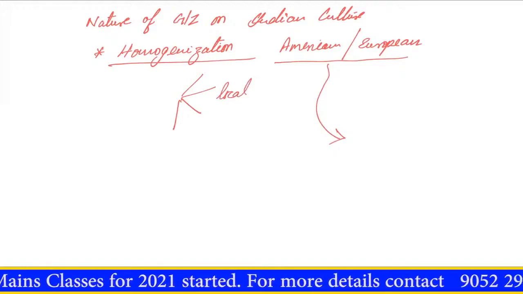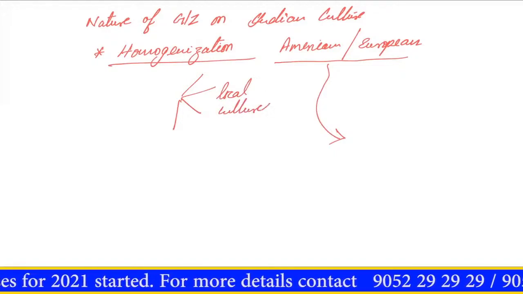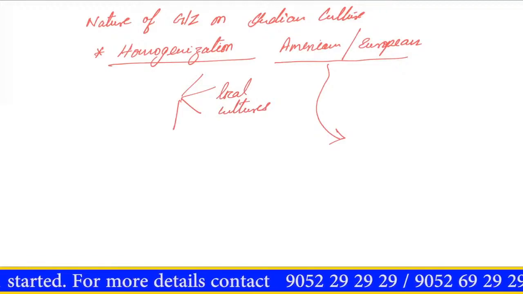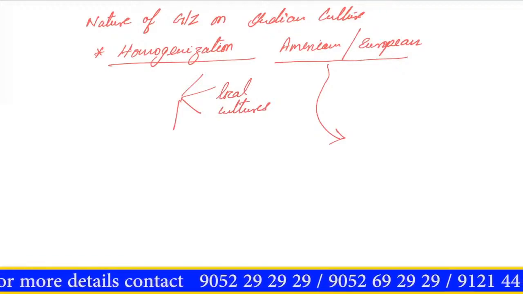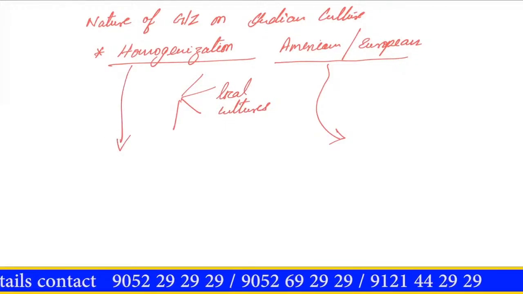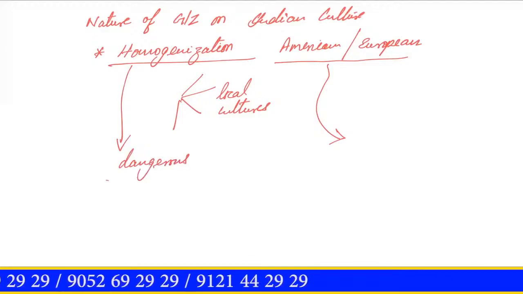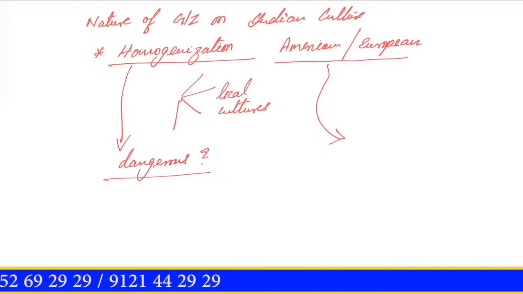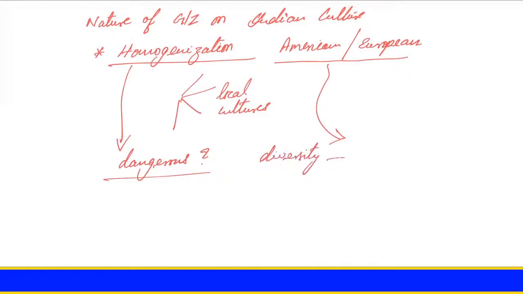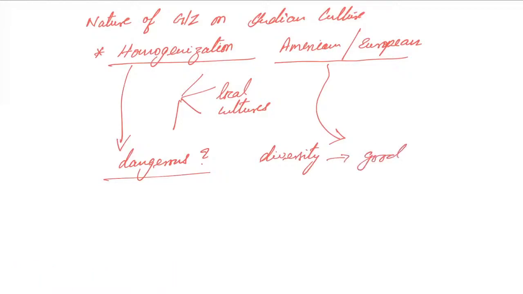It was believed it will displace the local cultures, leading to one homogeneous culture. And cultural homogenization is a dangerous trend. Why is it dangerous? It is dangerous because cultural diversity is good. Diversity is good because underlying the diversity there is indigenous knowledge. Hidden in this cultural diversity are enormous amounts of knowledge.